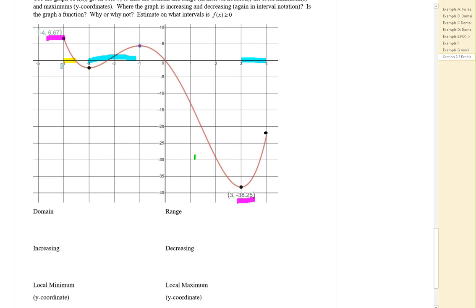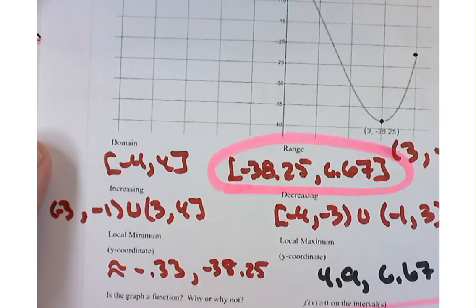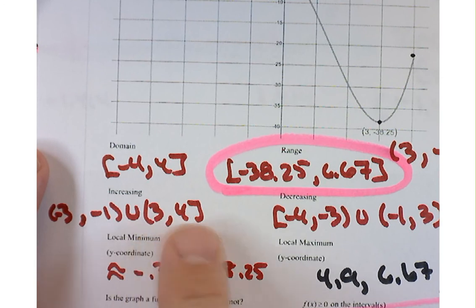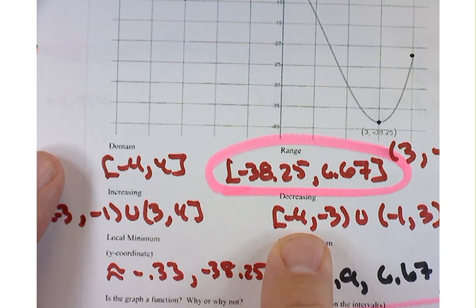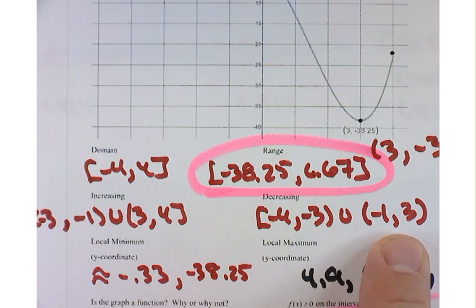WebAssign is going to include -4 with a bracket as part of where it's decreasing. It's also going to include +4 in a bracket where it's increasing. So as far as increasing and decreasing is concerned, it's going to look like this: increasing, -3 to -1, and then 3 to 4 with a bracket. Decreasing, -4 to 3, 4 gets a bracket, 3 gets a parenthesis. And then -3 to 1.